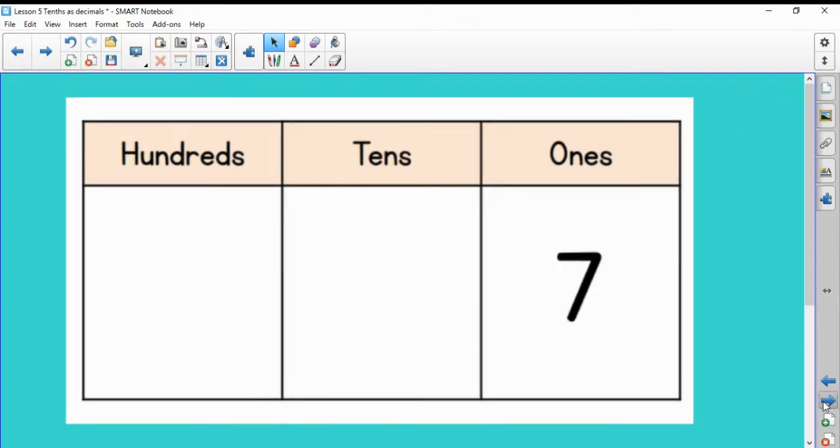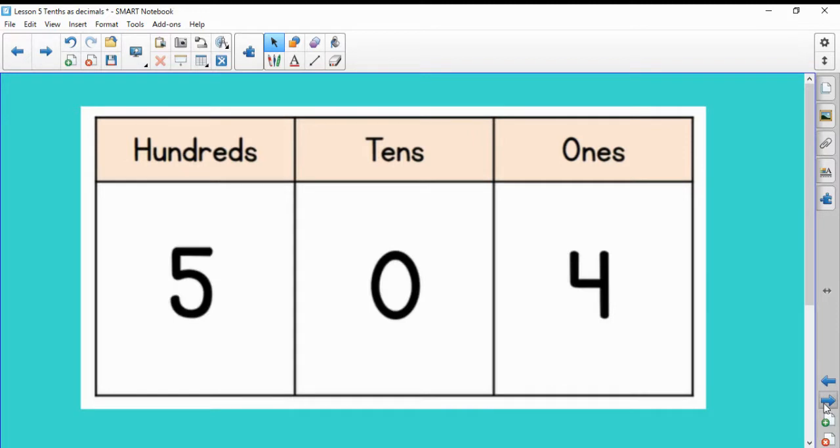Now, what's this number? That's correct. It's 7. 7 ones. There are no tens and no hundreds. My last number, what is it? 504, correct. There are 5 hundreds, no tens and 4 ones. Don't forget that we need to put a 0 in the tens column to show there are no tens.